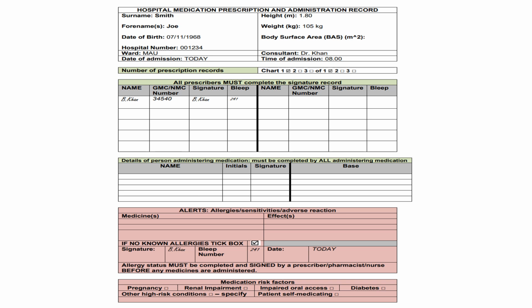So the patient has no allergy. It is mentioned on the paper. I confirm with the patient and I double check with the ID band also. Then after that we have to say that the patient is not having any allergy. It is checked by Ms. B Khan and bleep number is present and date is present. So the patient is not having any medication risk factors.